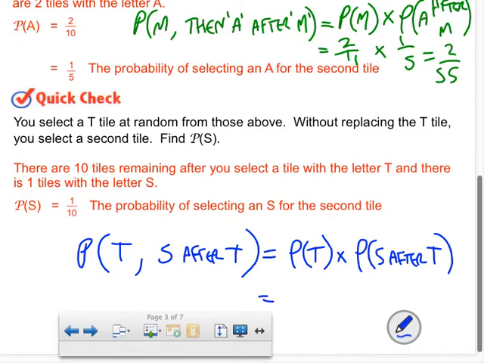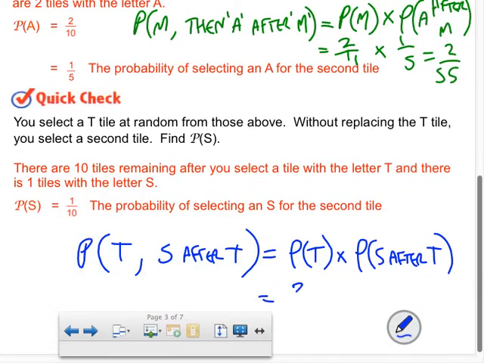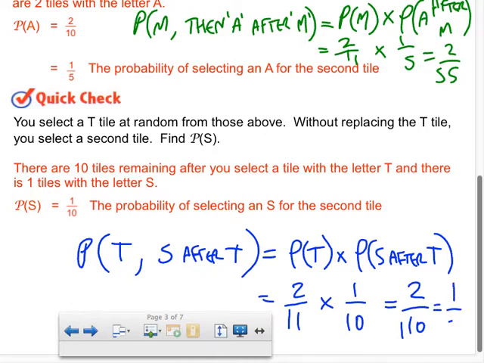Well, what's the probability of picking a T? How many T's are there? 2 over 11. Right, so 2 over 11, and then what's the probability of picking S after T? 1/10. Somebody said earlier that it was going to be the same. Is it going to be the same? No. It's going to be 2 over 110. And we like to simplify things, so that's going to be 1 over 55.